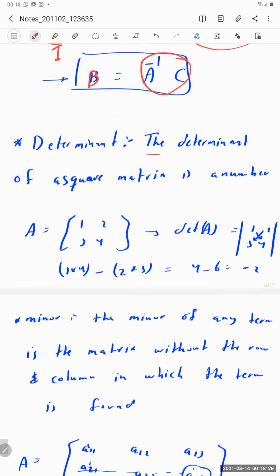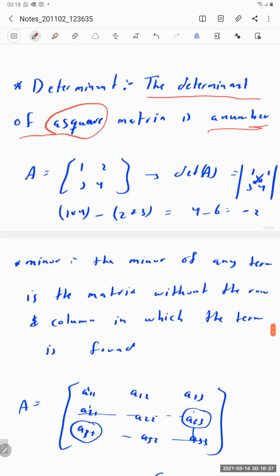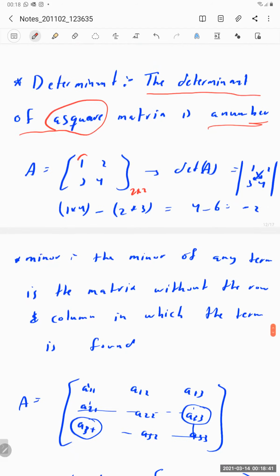What is the determinant? The determinant of a square matrix is a number. If we have a 2 by 2 matrix, the determinant is the main diagonal elements' product minus the product of the other diagonal elements. So 1 times 4 minus 2 times 3, which is equal to minus 2.